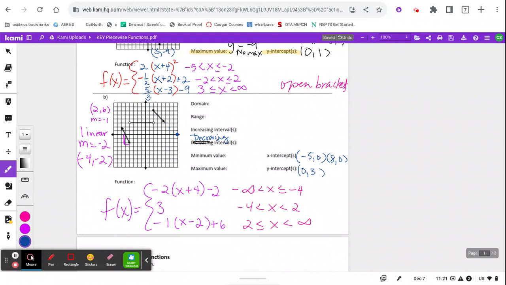Minimum of the graph, lowest point of the graph. Do you see this arrow to infinity? This arrow to infinity is going to be lower than this dot here. So we're actually going to say that there is no minimum because it goes down forever. Maximum is the same thing. This arrow keeps going forever, so there is no max.